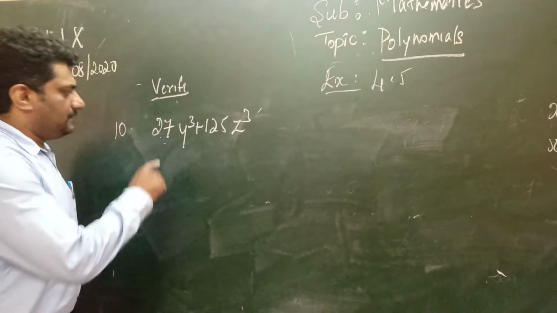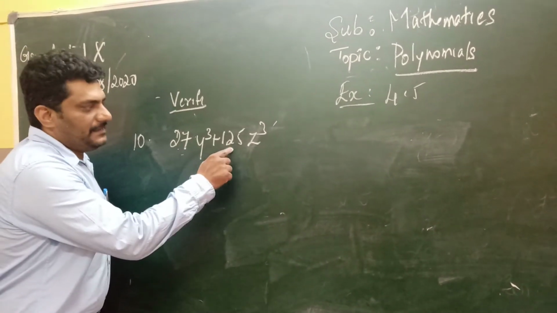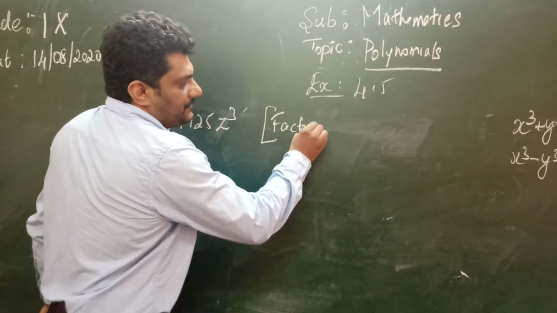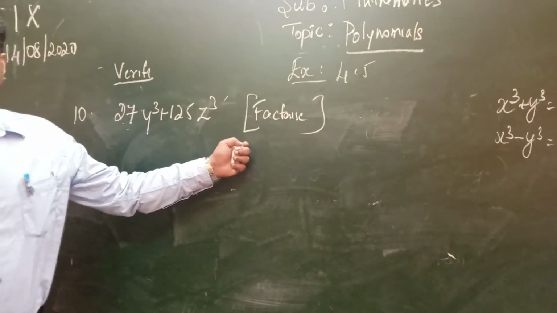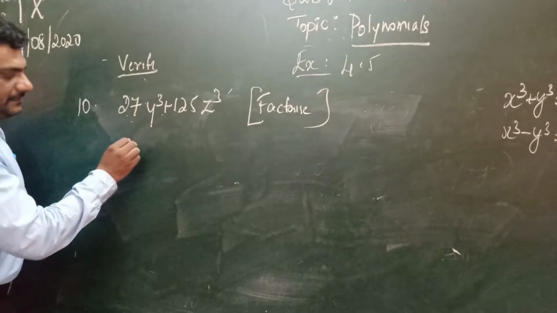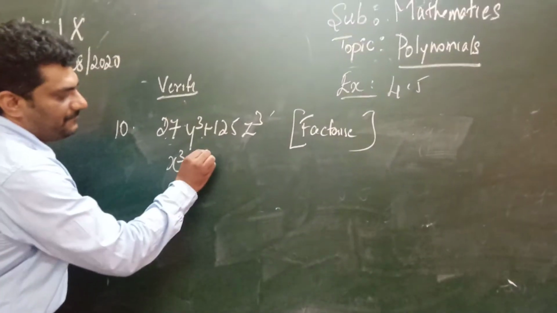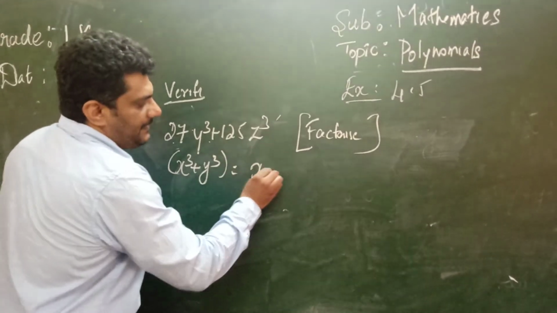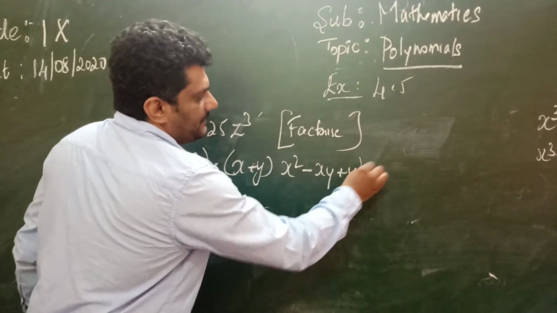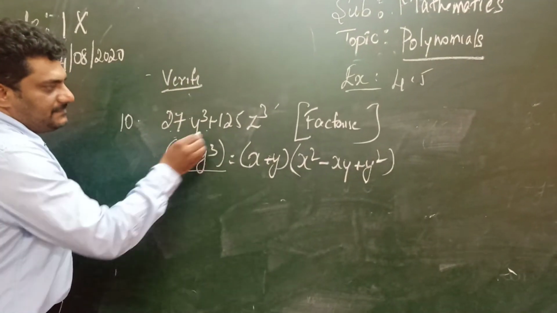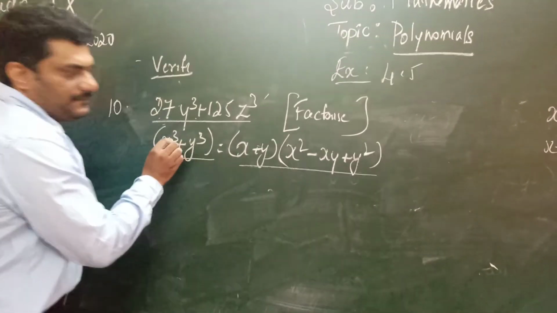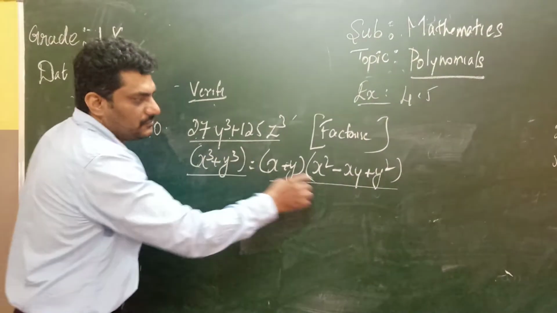And after this, the 10th problem is 27y cubed plus 125z cubed. Again, we have to factorize. Whenever we have to factorize, unless we know the identity and the formula, we cannot do it. So just now we did x cubed plus y cubed, which is nothing but x plus y, x squared minus xy plus y squared. Now this is in this form and we have to factorize like this.